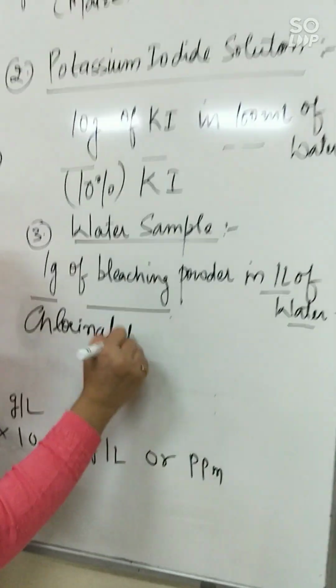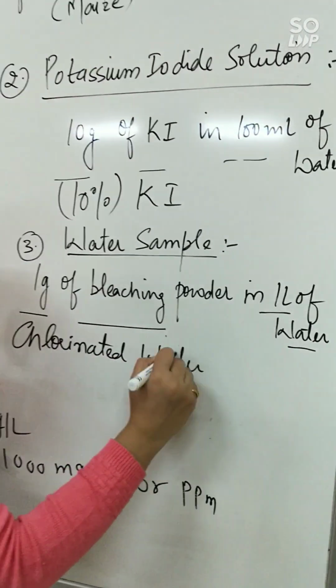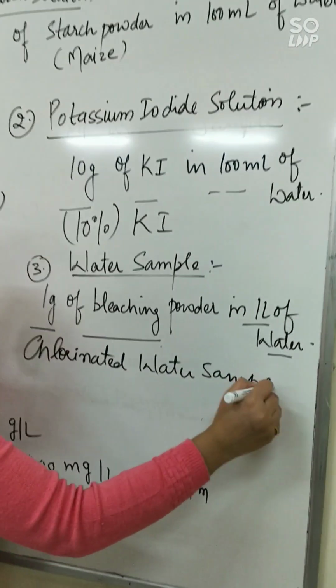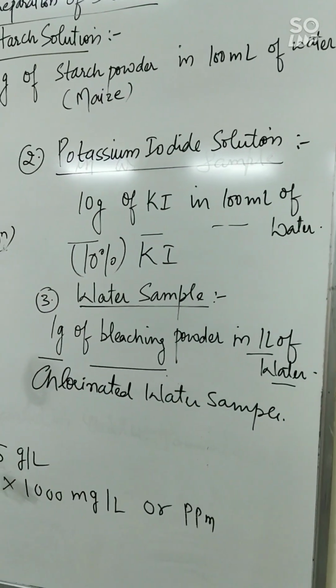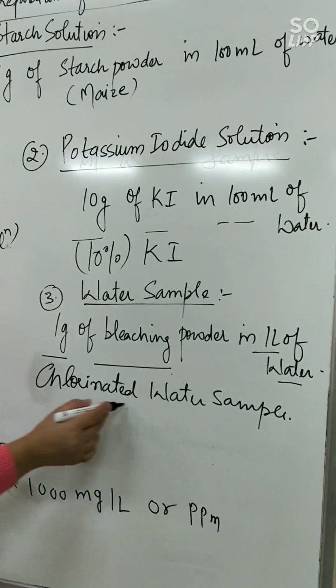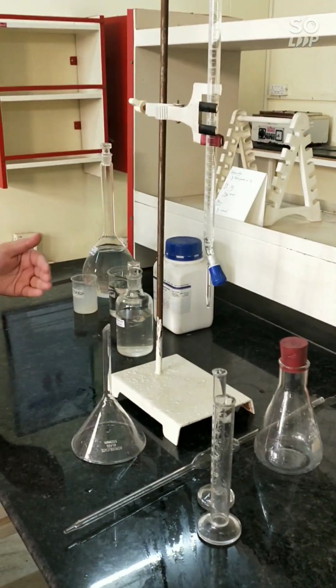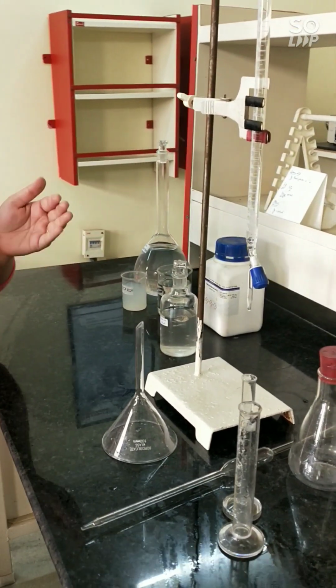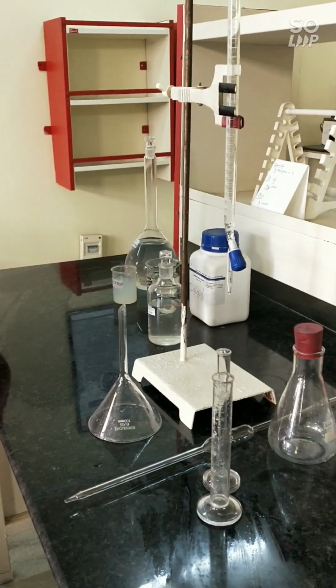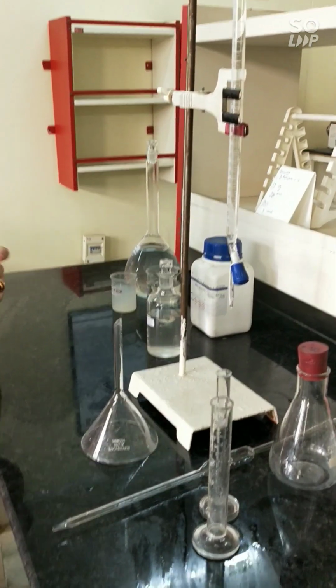So these are the preparations of solutions that we are going to use to determine the residual chlorine present in the water sample. The aim of the experiment is determination of the amount of residual chlorine present in the given water sample. So firstly we will discuss the requirements.